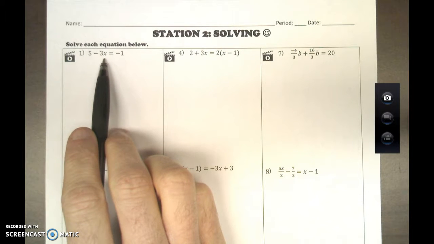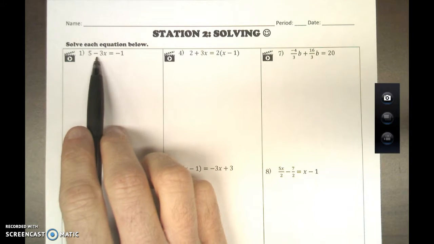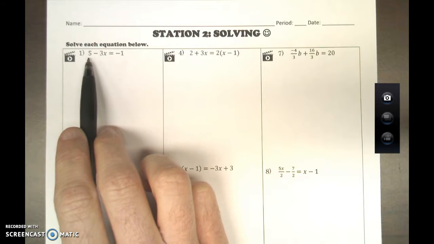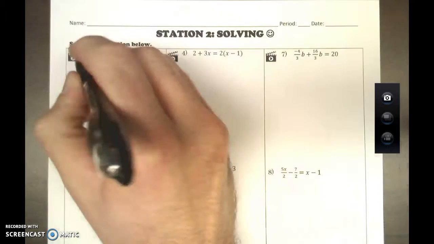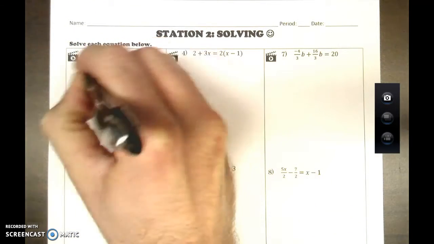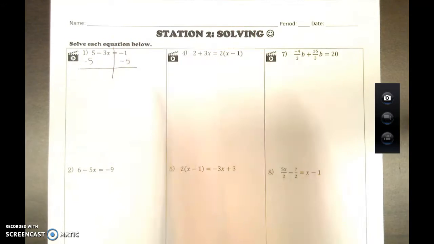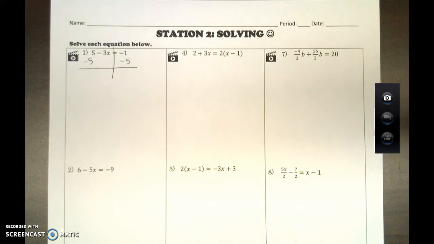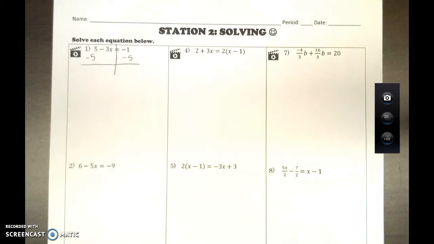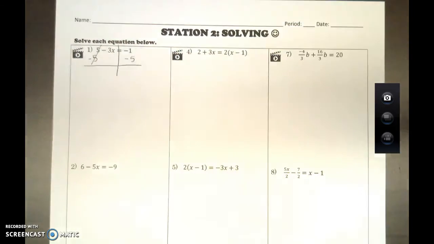So right now, the variable is being multiplied by -3, and then 5 is being added to it. So the undo of adding 5 is subtracting 5. So I would subtract 5 on both sides of the equation. Remember, the equation is like a dividing line. When I do this, notice 5 minus 5 makes the 5's go away, so they cancel out.